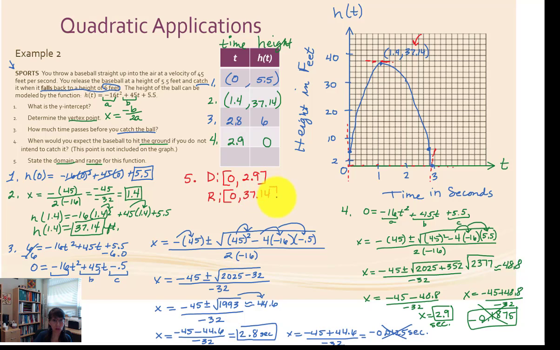Notice that we're always writing domain and range from the smallest value to the largest value. It's always this order. So when you're thinking of writing interval notation for domain and range, it's always starting with the smallest value and ending with the largest value.